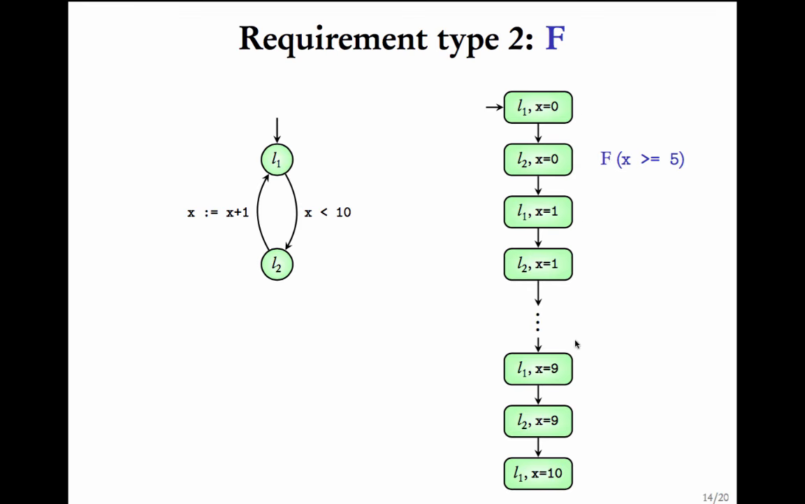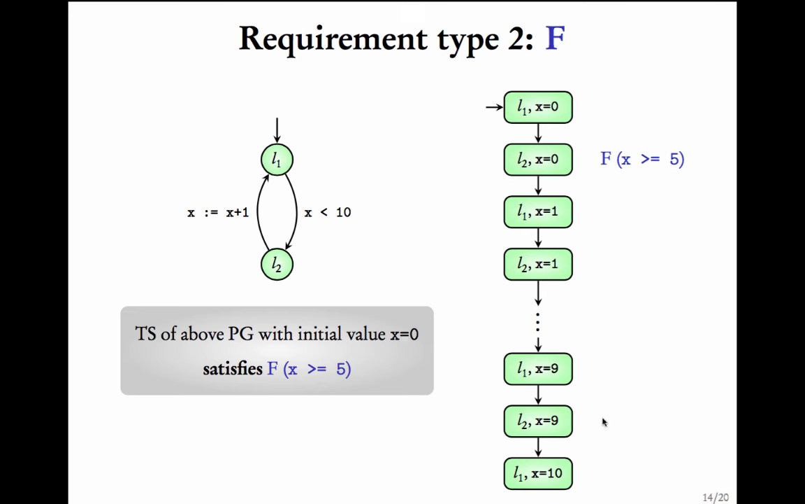sometime during this execution, the value of x becomes bigger than or equal to 5. X bigger than or equal to 5 is not true here, not true here, not true here, not true here, but true here. In fact, it would become true sometime before. This execution satisfies F x bigger than or equal to 5 because sometime during this execution x becomes bigger than or equal to 5. We do not care what happens before or after. In some state, x bigger than or equal to 5 should be true.